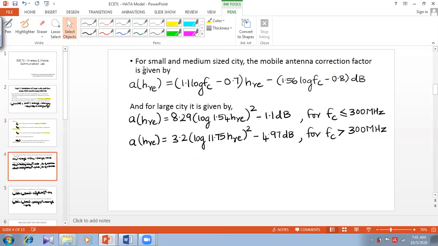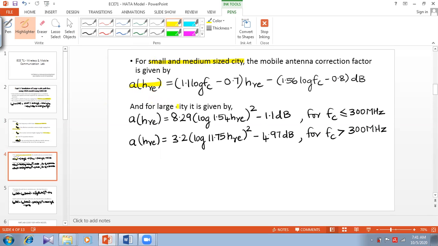Now let us first see what a(hre) is and how it is calculated. For a small and medium sized city, the mobile antenna correction factor a(hre) is given by this formula: (1.1 log fc minus 0.7) into hre minus (1.56 log fc minus 0.8), and the value is in dB. This is the correction factor given by Hata for small and medium sized cities. It does not have any dependence; there is only one equation. For all frequency ranges, you can use the same equation for a small and medium sized city.